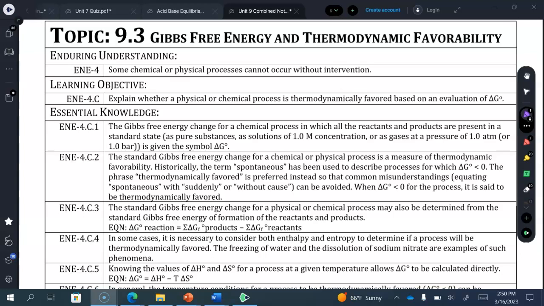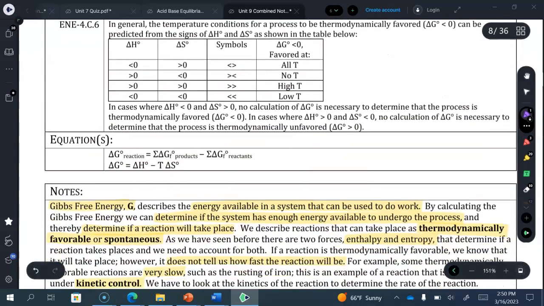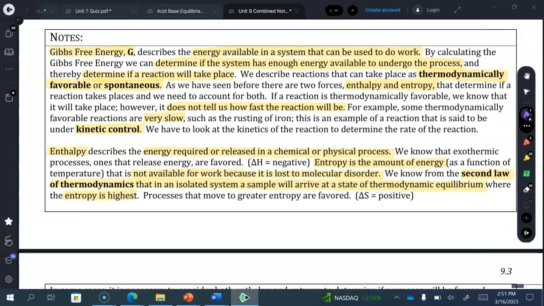Hello everyone, welcome to topic 9.3, Gibbs free energy and thermodynamic favorability. By the end of this, you should be able to explain whether a physical or a chemical process is thermodynamically favored based on an evaluation of Gibbs free energy, or delta G. And there's a bunch of breakdowns for this, so read them at your leisure.